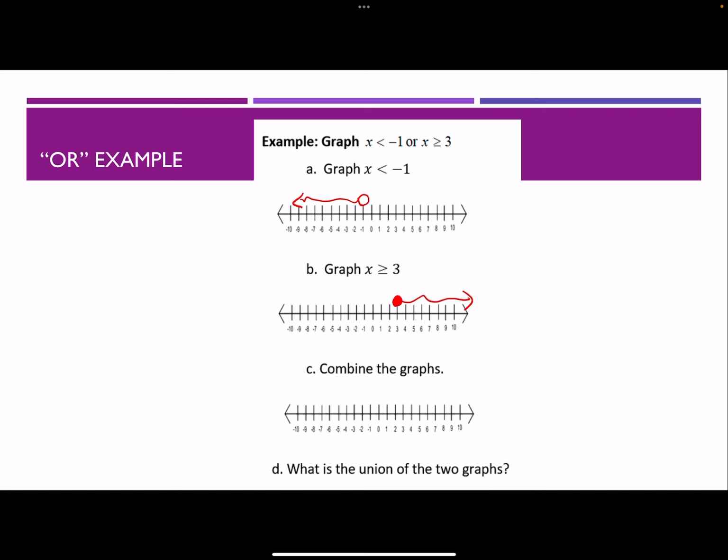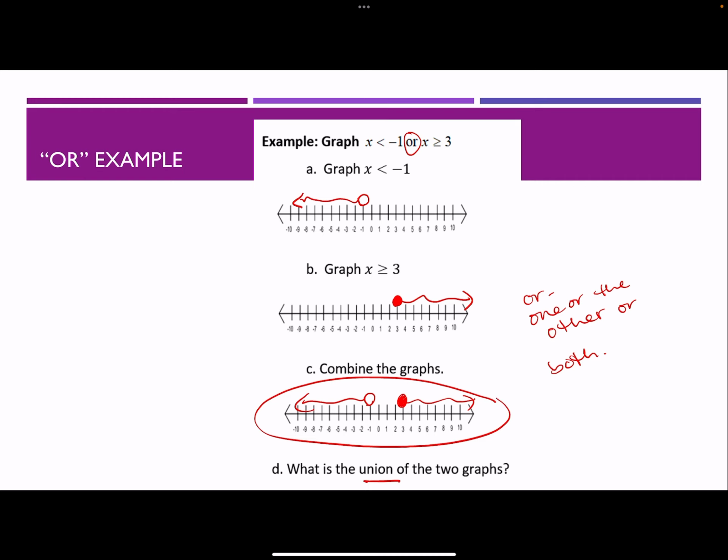Now we're going to combine the graphs just like we did before. So draw them on the same number line. And remember, we're looking now for the union of the two graphs because this is an or. And again, remember, or means one or the other or both. Where are one or the other or both of these true? Well, when it's an or, anything that's shaded on either part of the graph is going to be a part of the solution. So this is my final answer. That's my graph, my solution.